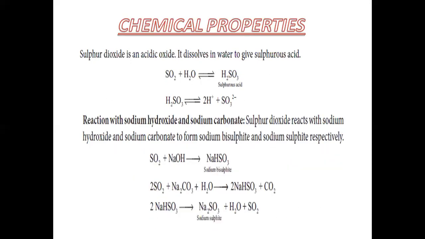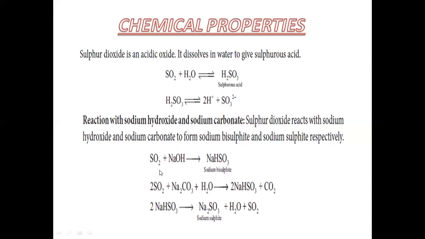So, reaction with sodium hydroxide and sodium carbonate. Here sulfur dioxide reacts with the sodium hydroxide and the sodium carbonate to form sodium bisulfite and sodium sulfate respectively. So here SO2 is an acid.